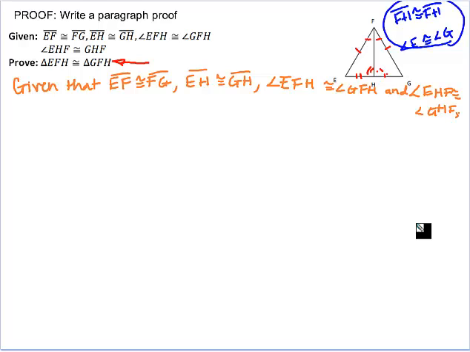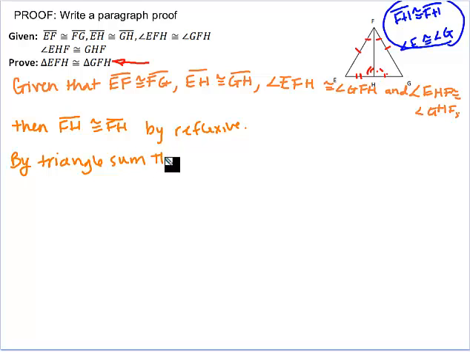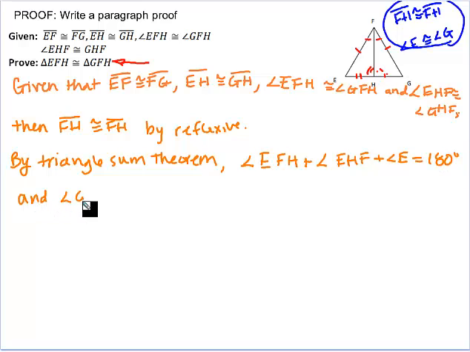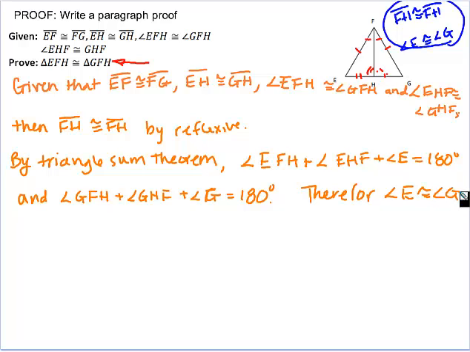Given that, we can say FH has to be congruent to FH by reflexive. We can say by the triangle sum theorem, angle EFH plus angle EHF plus angle E should equal 180 degrees, and angle GFH plus angle GHF plus angle G should equal 180 degrees. So by the triangle sum theorem, we know that those sets of angles both have to equal 180. Therefore, angle E should be congruent to angle G through substitution.